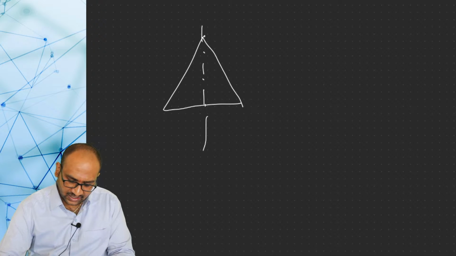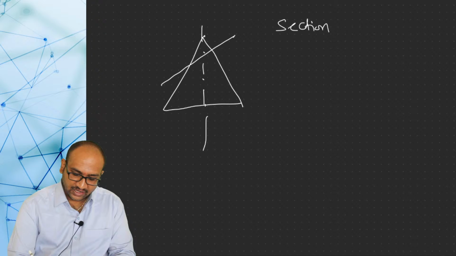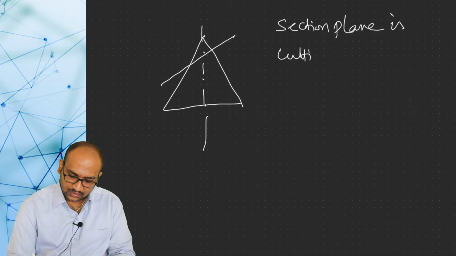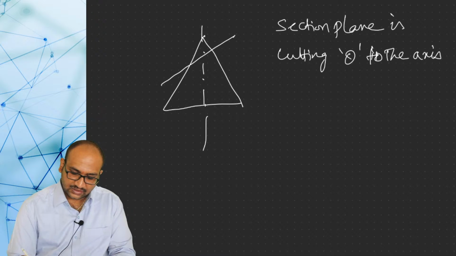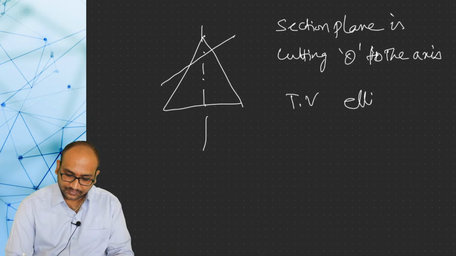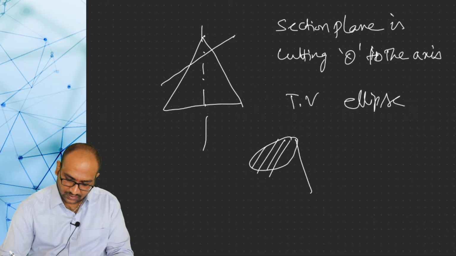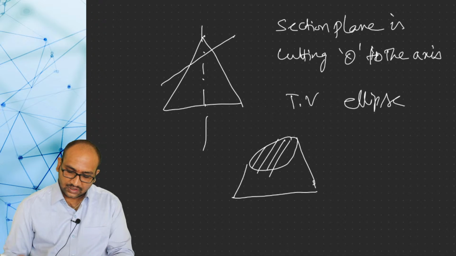Similarly, when the section plane is cutting inclined to the axis, our top view will appear as an ellipse like this. Your top view will appear as an ellipse.